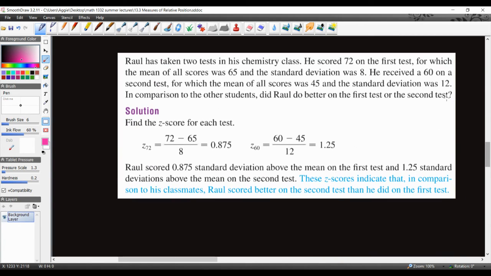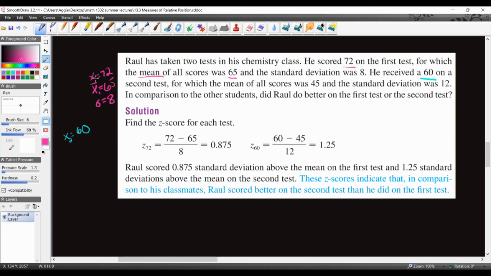This one's already done for us, so we can see how it works. It says that Raul has taken 2 tests in his chemistry class. He scored a 72 on the first test, for which the mean of all scores was 65. So the mean for this one, we'll call it x1, was 65, and his score was a 72. Let's keep that in mind. The standard deviation was 8. Remember that this is the symbol for standard deviation. He received a 60 on the second test, so 60 is our second x.